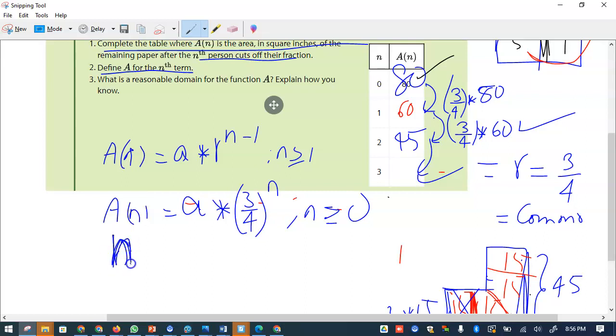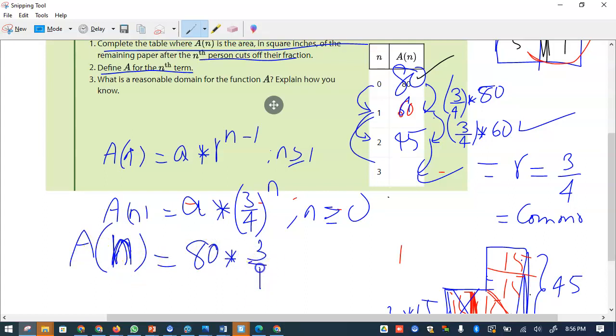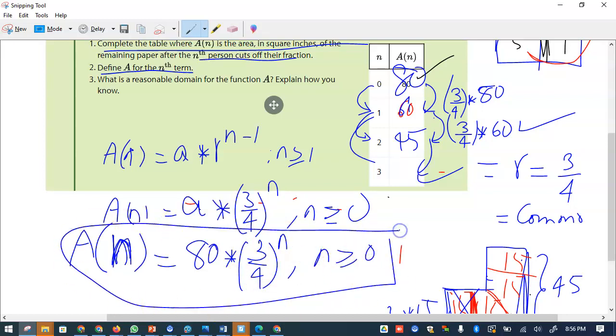So when you do cut it 4 times, in the beginning it was 0. See, when you divided one into 4 parts and you take off one part, so 60 remaining, then again you divide it into 4 and then took off 1/4, so 3/4 of that again. So that's what that means: A of n is you had the area of the piece of paper in the beginning, and then every time you took 3/4 of whatever is remaining. So how many times we have to do this is n, and we say n greater than or equal to 0, this completes the answer.